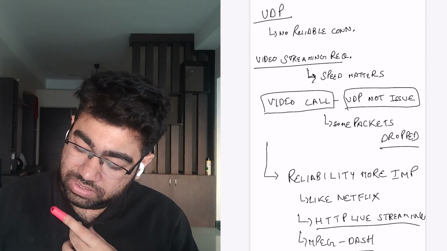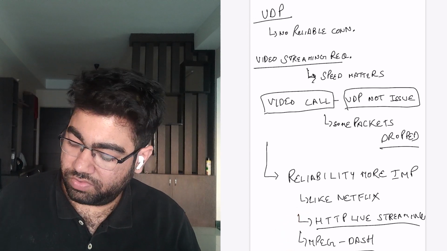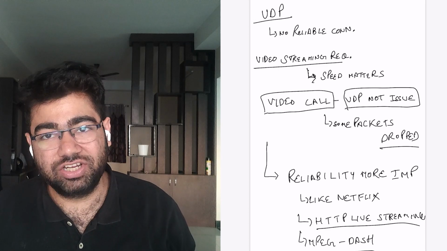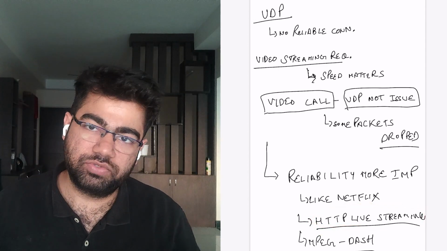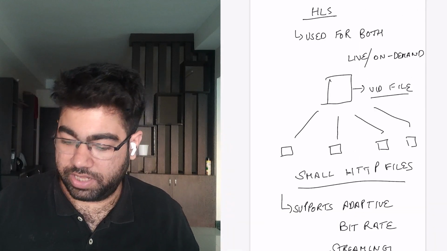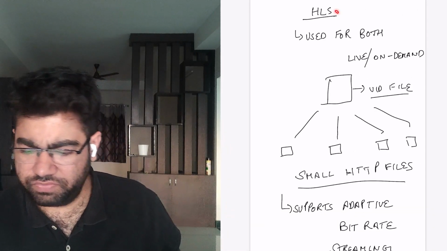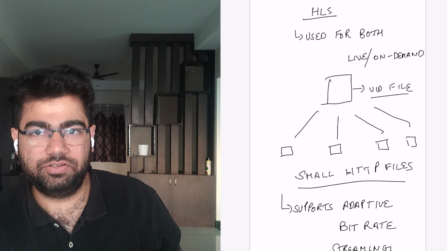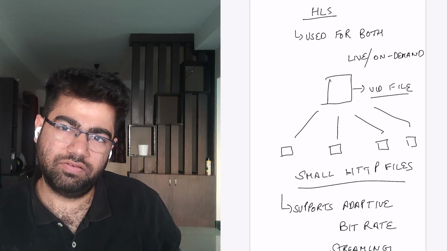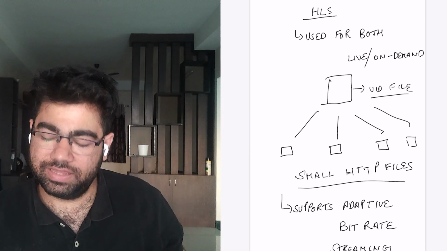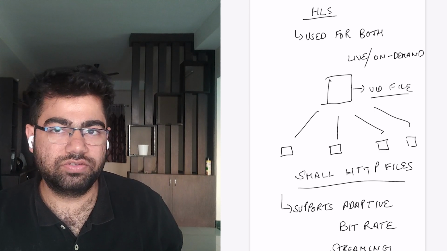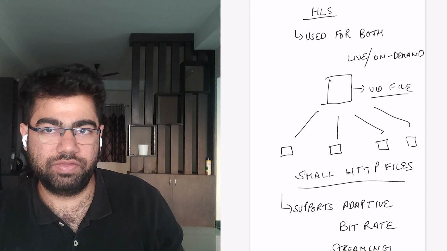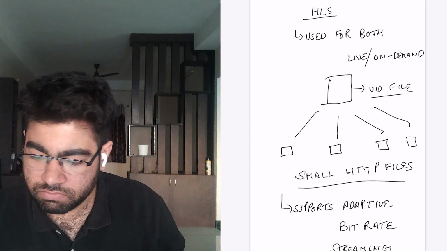So for this, we have two types of protocol. One is HTTP live streaming, the other is MPEG-DASH. Today we'll be just talking about the HTTP live streaming protocol and how it helps to transfer videos in real time. Now don't confuse HTTP live streaming as just being used for the live streaming of things like cricket matches. It is also used for on-demand delivery of videos, like whenever you want to watch a movie or a web series on your Netflix or Prime.